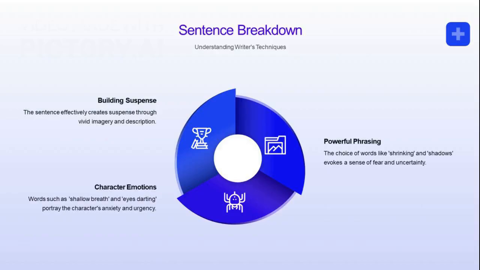Shadows give the feeling of secrecy or danger. Darting implies that she's on edge, constantly watching. All of this adds up to a feeling of suspense. The writer makes us worry for her. We start to wonder what she's afraid of, or what might happen next.